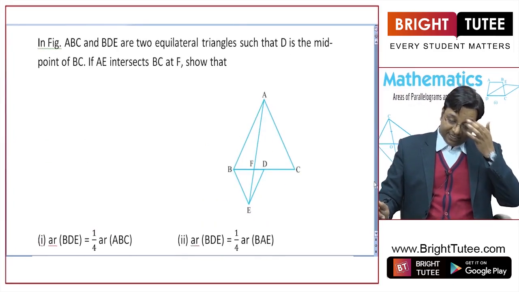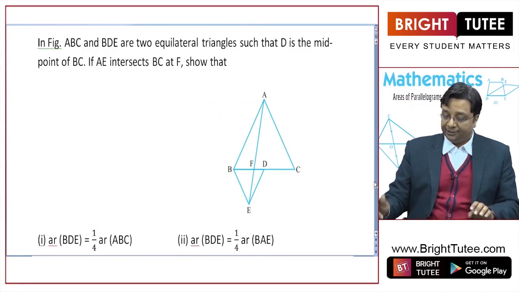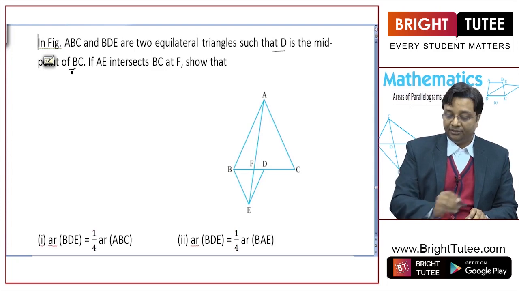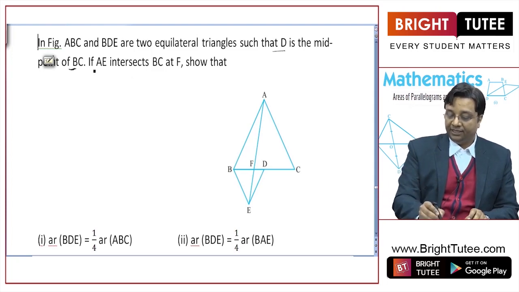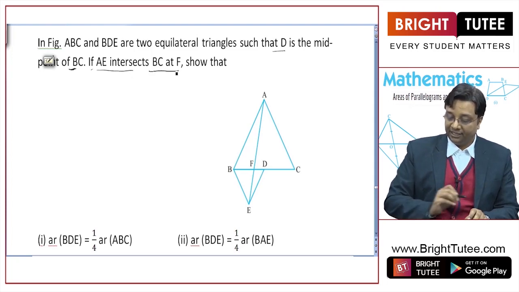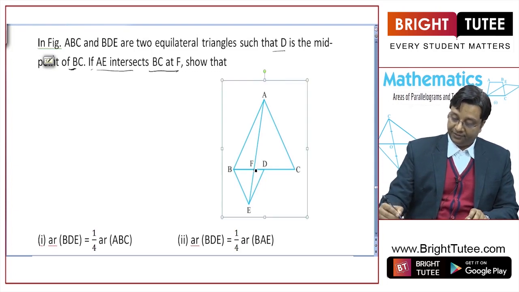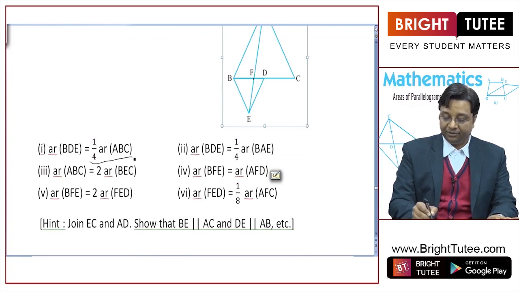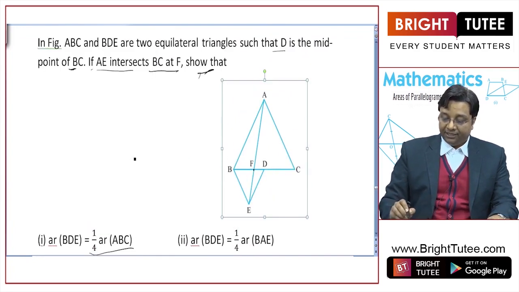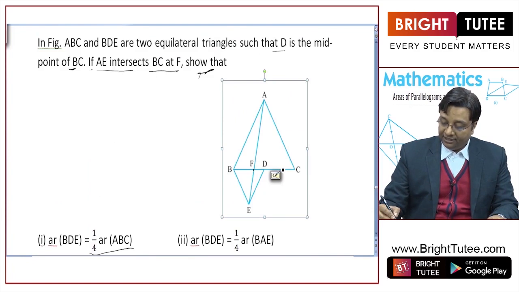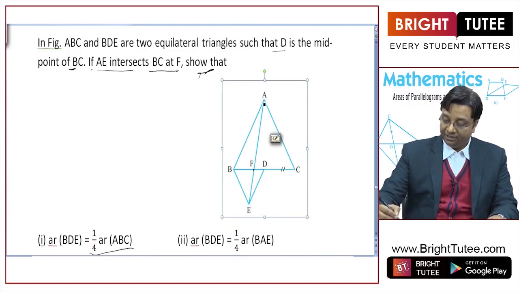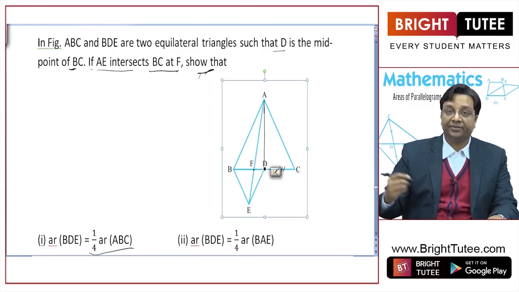ABC and BDE are two equilateral triangles, so that D is the midpoint of BC. If AE intersects BC at F, show that area of BDE is 1/4 of area of ABC. This is quite evident that D is midpoint of BC. So, if I join A with D, AD will be the median.